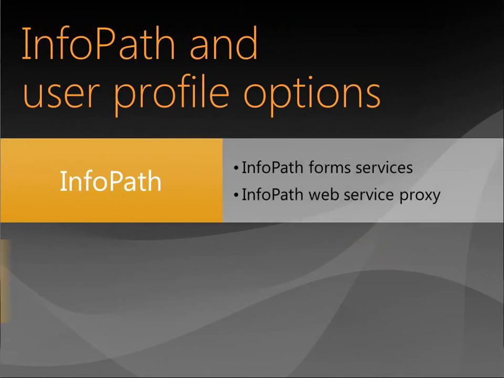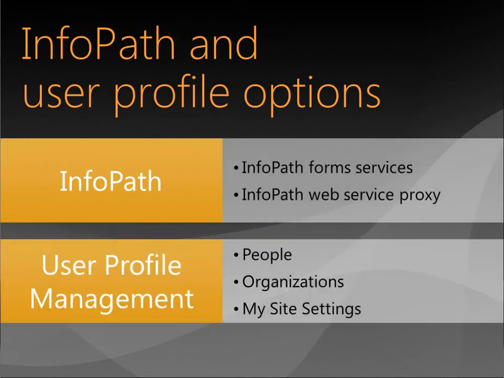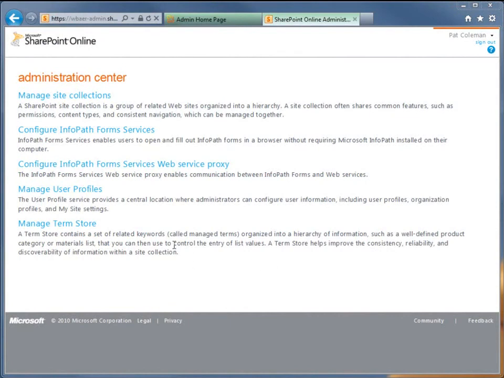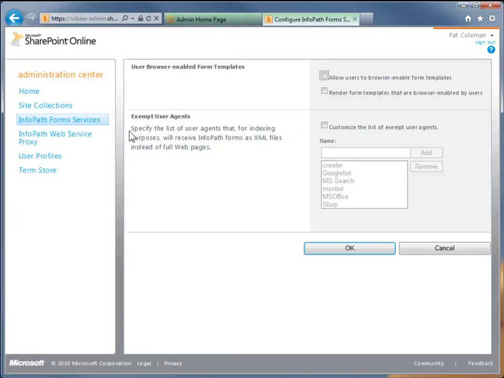Let's go back now to the SharePoint Online Administration Center and take a quick look at the InfoPath and user profile options. InfoPath is a powerful and useful tool in SharePoint intranets. In the InfoPath Services window, there are two options, allowing users to use browser-based form templates and allowing InfoPath forms to be rendered in browsers. Selecting the browser option can be important for InfoPath forms, if they'll be viewed by people who don't have the InfoPath client software installed on their PC and need the browser-enabled feature in order to open and view the form.